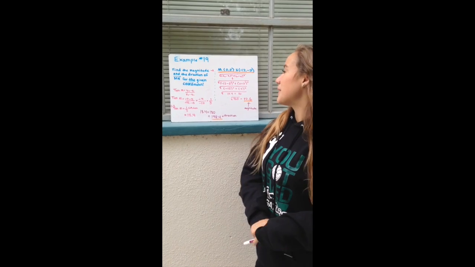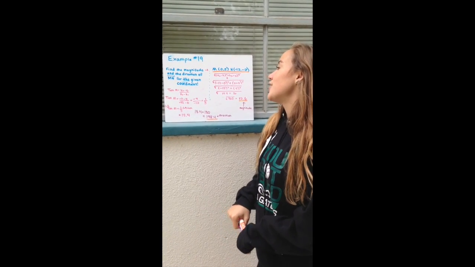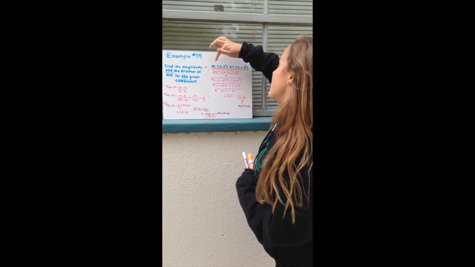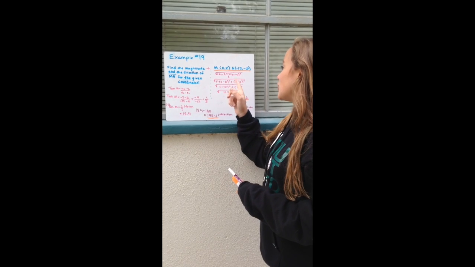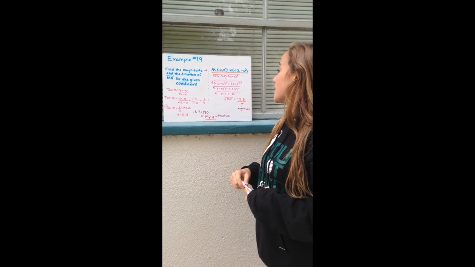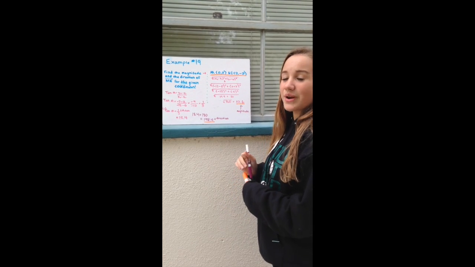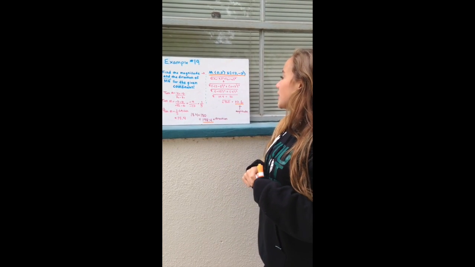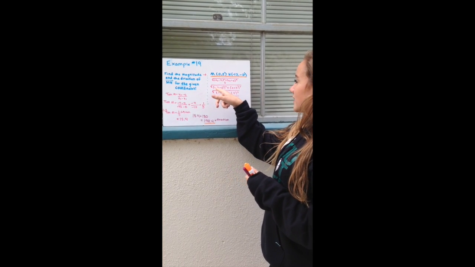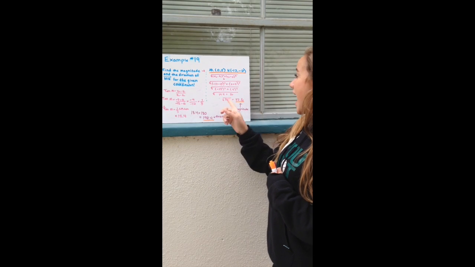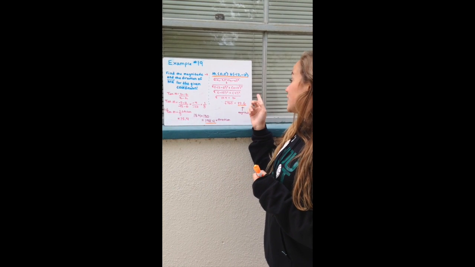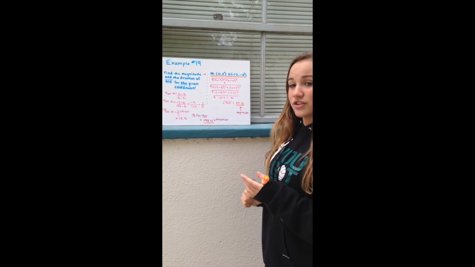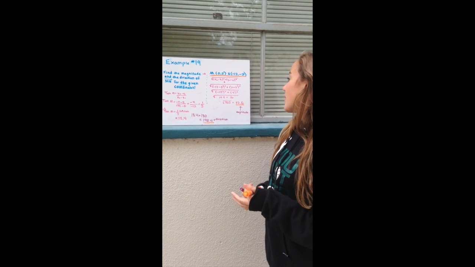Okay, so our next example is number 19, and you're going to find the magnitude and the direction of MN for the given coordinates, and this is M and N. The equation we're going to be using to find the magnitude is x2 minus x1 squared plus y2 minus y1 squared, and then you square root that whole equation. So we're going to start off using that equation. We're going to plug in x2, which is negative 12, and x1, which is just 0. And then y2, which is 2, minus y1, which is negative 2. And then we're going to square root that.